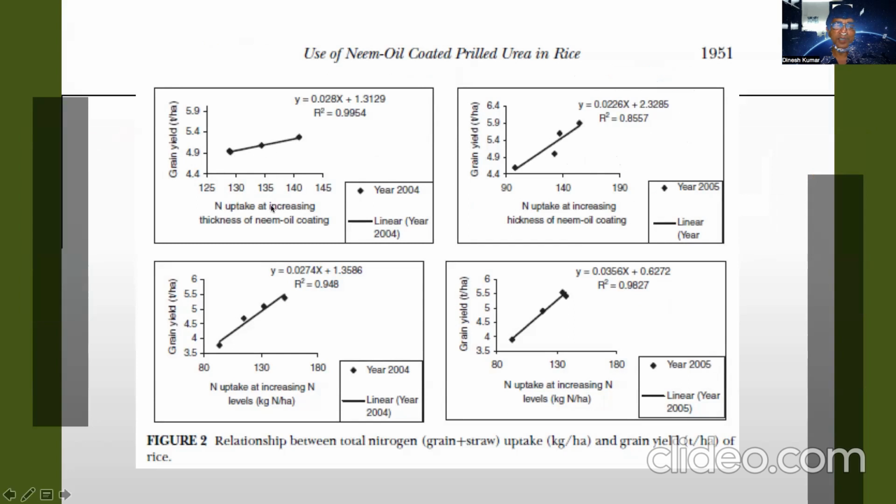So one is N uptake and other is grain yield. How N uptake is influencing the grain yield. So you can see here, it is a linear relationship in most of the cases. N uptake, N uptake, N uptake, and then grain yield.